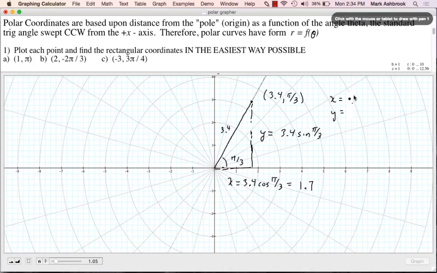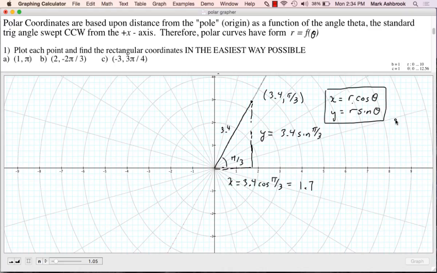So x can be expressed as r cosine theta, and y as r sine theta. This will always be true. If you have the r and the theta for a point, this finds its corresponding x and y. But these formulas don't supersede common sense. You still leave your brain on when you do these, right?